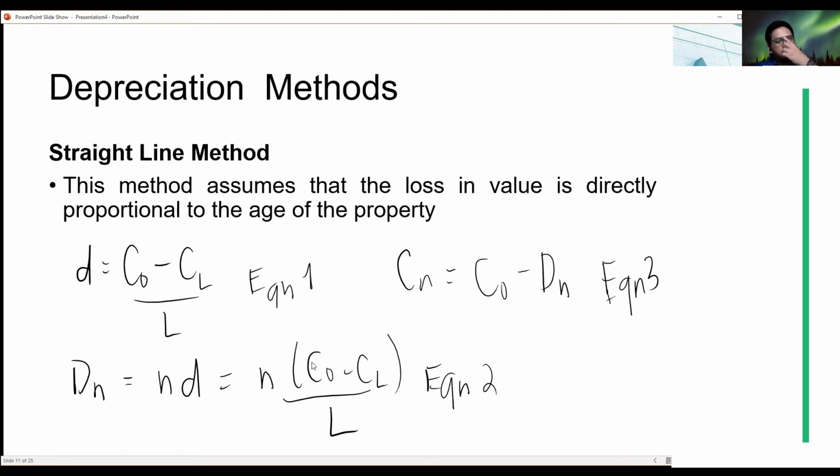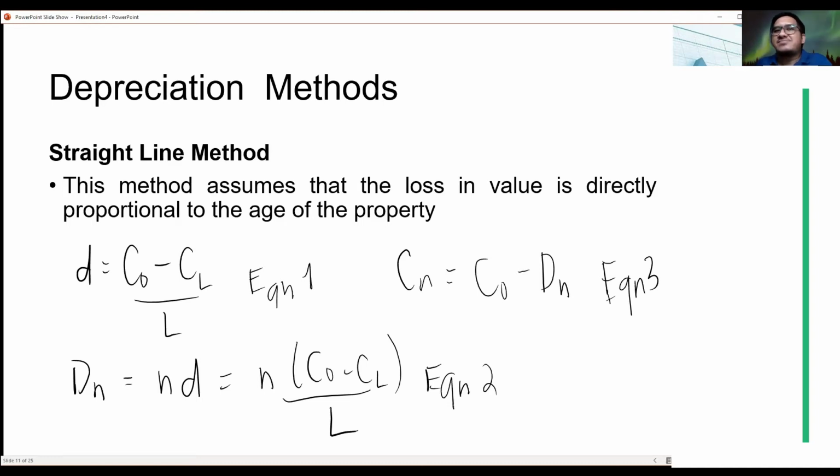Okay? And then if you want to get the accumulated depreciation at a specific year, let's say you want the depreciation in 5 years, you just multiply that d by 5. So your formula is N times C sub O minus C sub L, scrap value, divided by the useful life of the property. Next, if you want to get the book value or the value of the property at a certain year end, you will just subtract D sub N from C sub O. That's equation number 3.